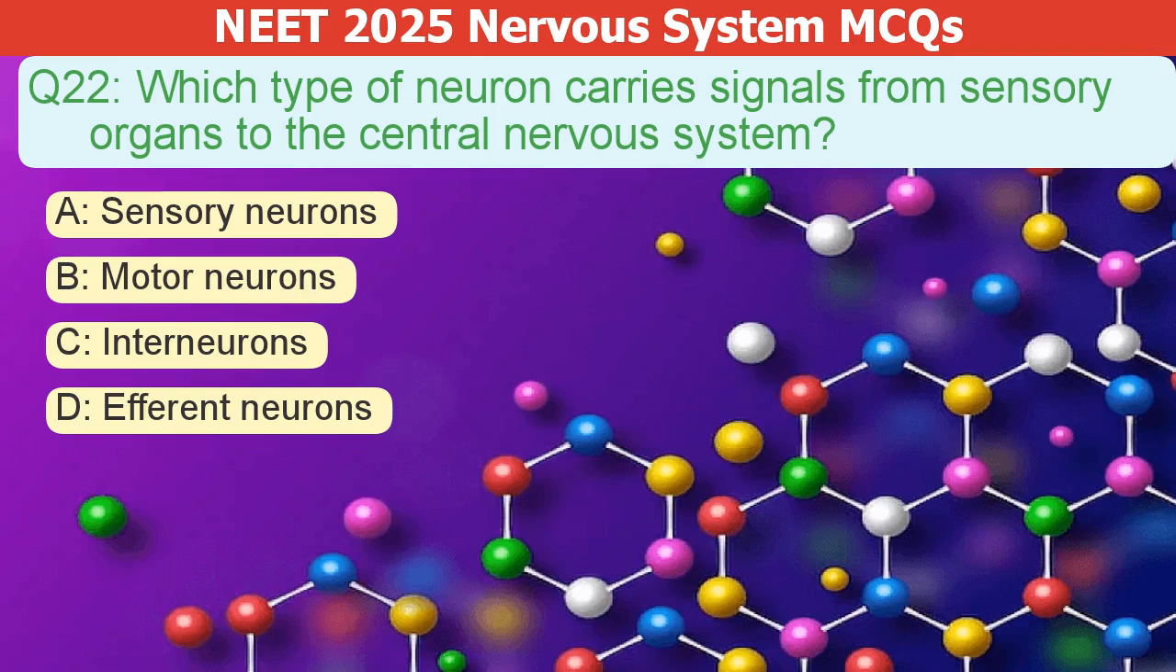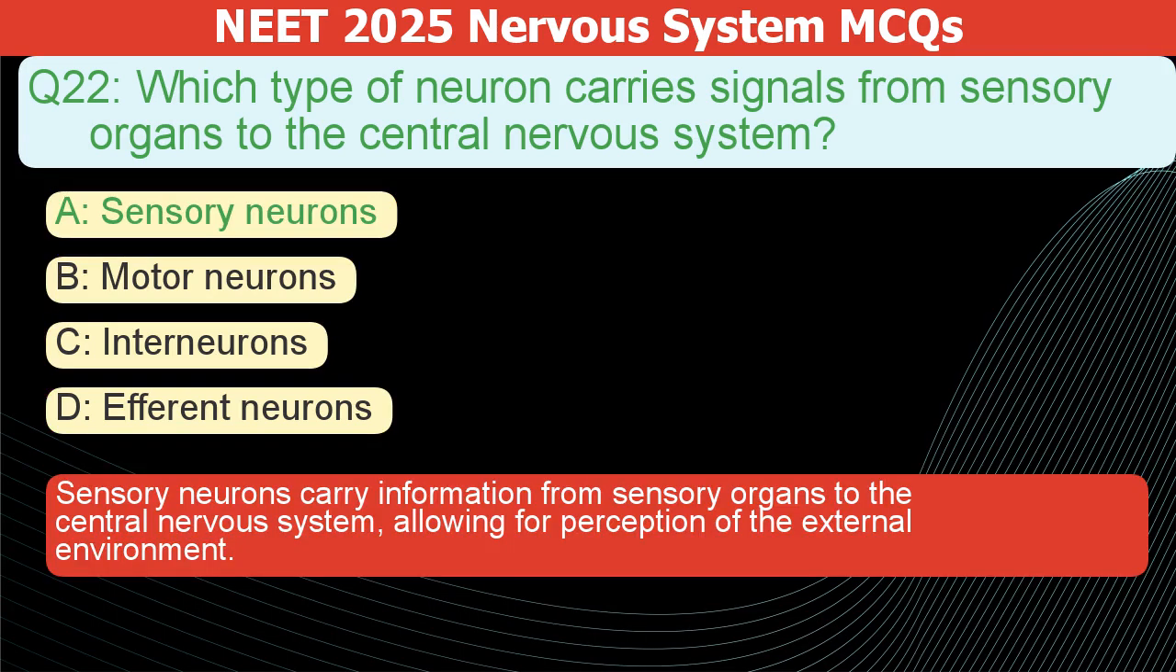Which type of neuron carries signals from sensory organs to the central nervous system? A. Sensory neurons. B. Motor neurons. C. Interneurons. D. Efferent neurons. The correct answer is A. Sensory neurons carry information from sensory organs to the central nervous system, allowing perception of the external environment.